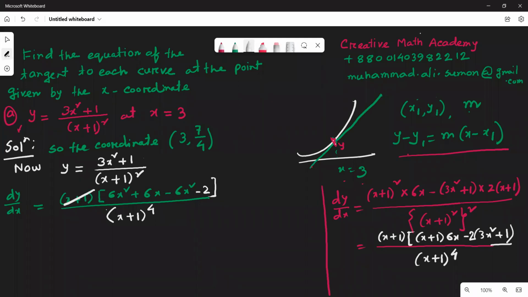If we cancel both of these, the below side will become (x + 1)^3. So finally we get here, below side (x + 1)^3, and here 6 minus 6x squared, and 6 will cancel, so it will be 6x minus 2. So dy/dx equals this.